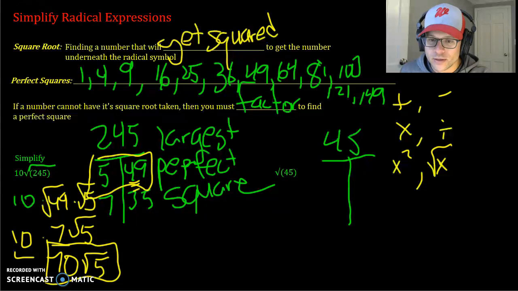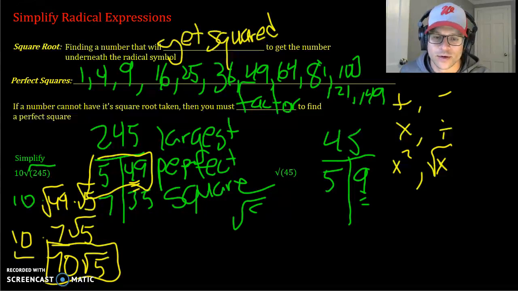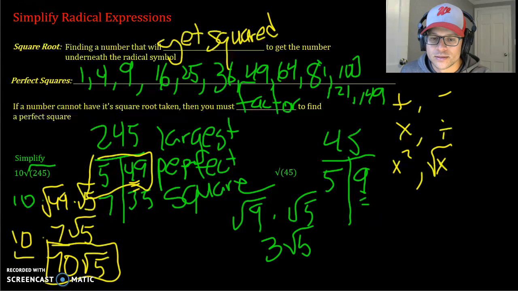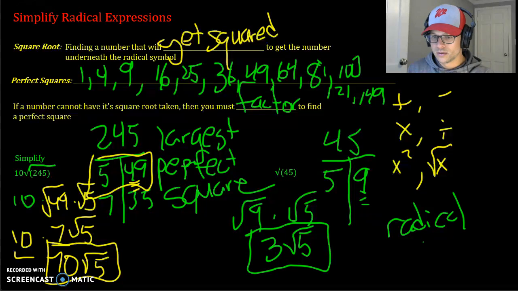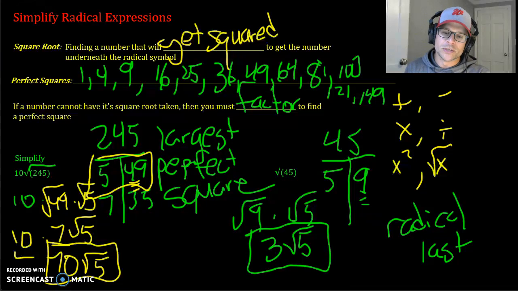Factors of 45. We've got 5 times 9, and that's our perfect square right there. 9 is a perfect square. So we've got the square root of 9 times the square root of 5. The square root of 9 becomes 3 times the square root of 5. Now you always want to write your radical symbol last, and all of your whole numbers and constants go in front. It's just easier to read, so that we don't have to decide where the radical symbol starts, where it ends, where the next number picks back up. If you just keep it at the end, then we know that there's going to be nothing after that radical symbol that's included.